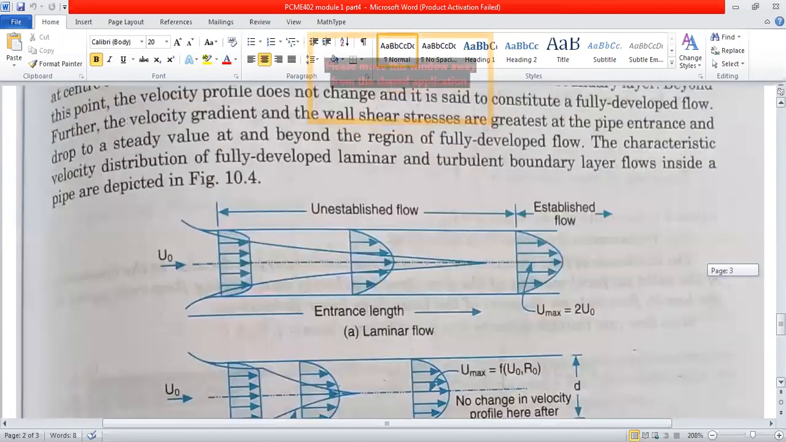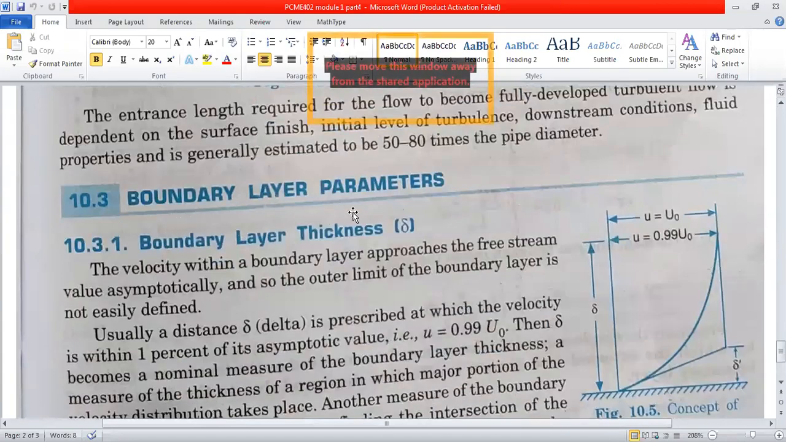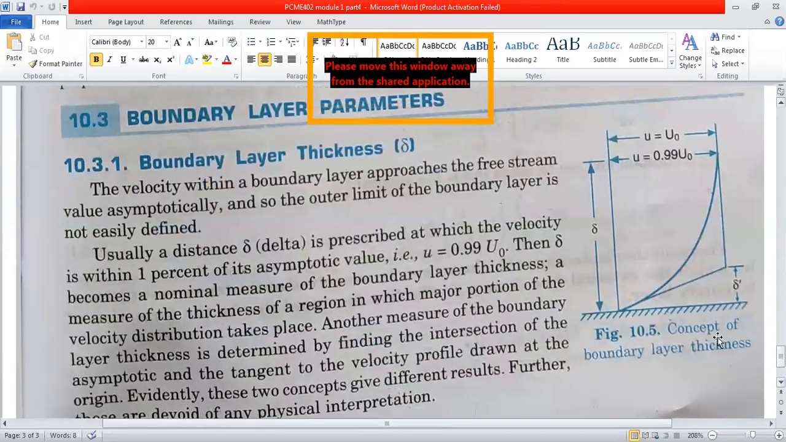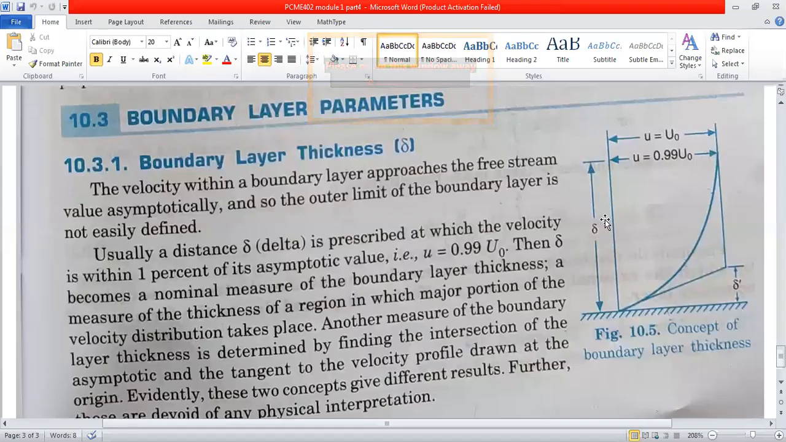Okay. So now the boundary layer parameters. First is the boundary layer thickness. We have already told that the boundary layer thickness is up to the limit of 1% change in velocity. That is delta, shown in the diagram. Delta is the boundary layer thickness.